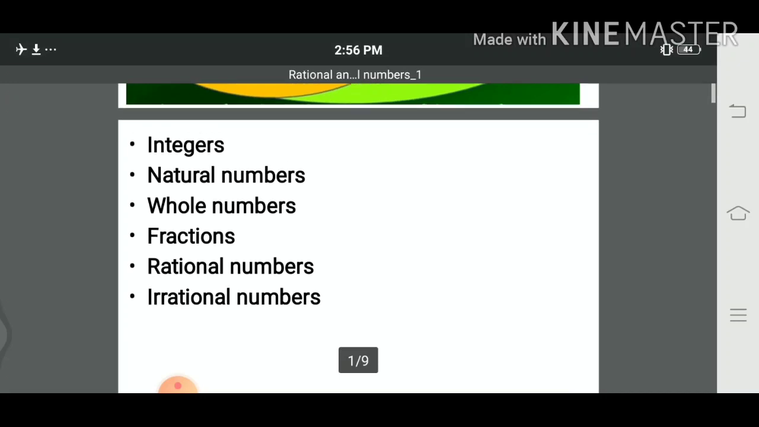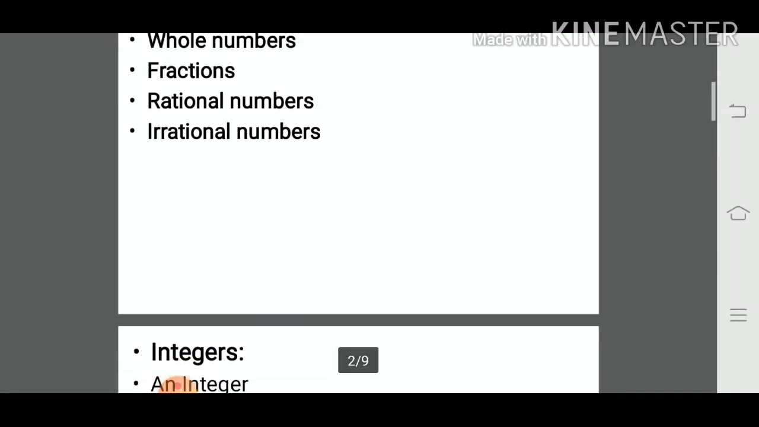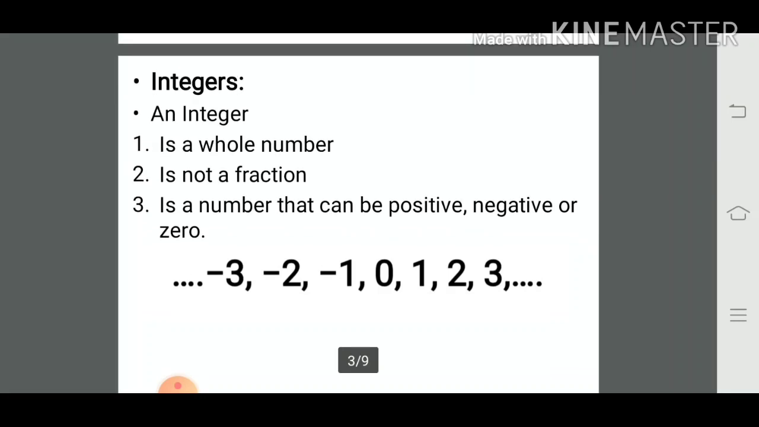Now in this video, we are going to study first integers, second natural numbers, third whole numbers, fourth fractions, fifth rational numbers, and last irrational numbers. Then we will study them one by one. So first is what? Integers.